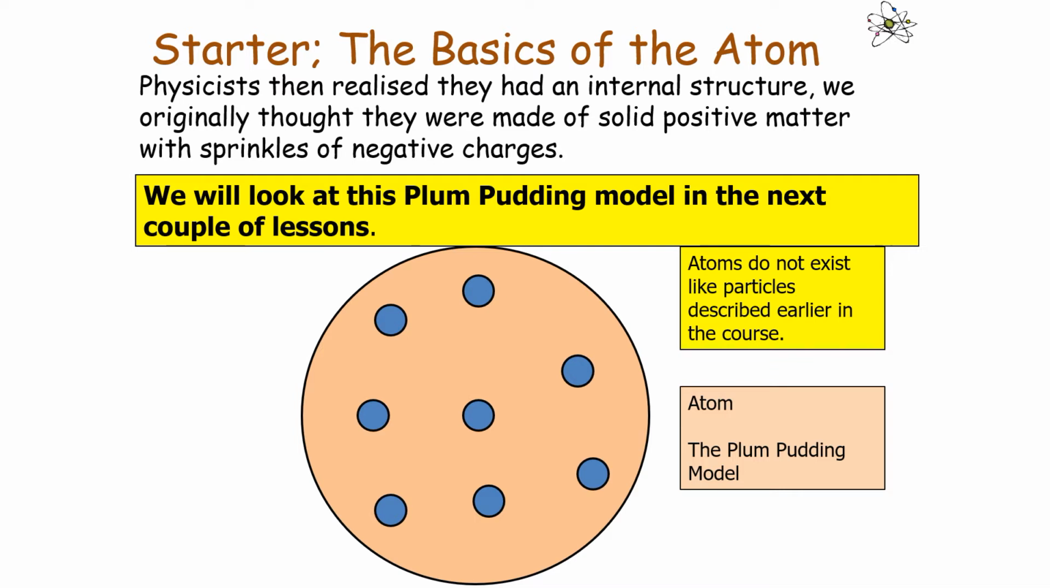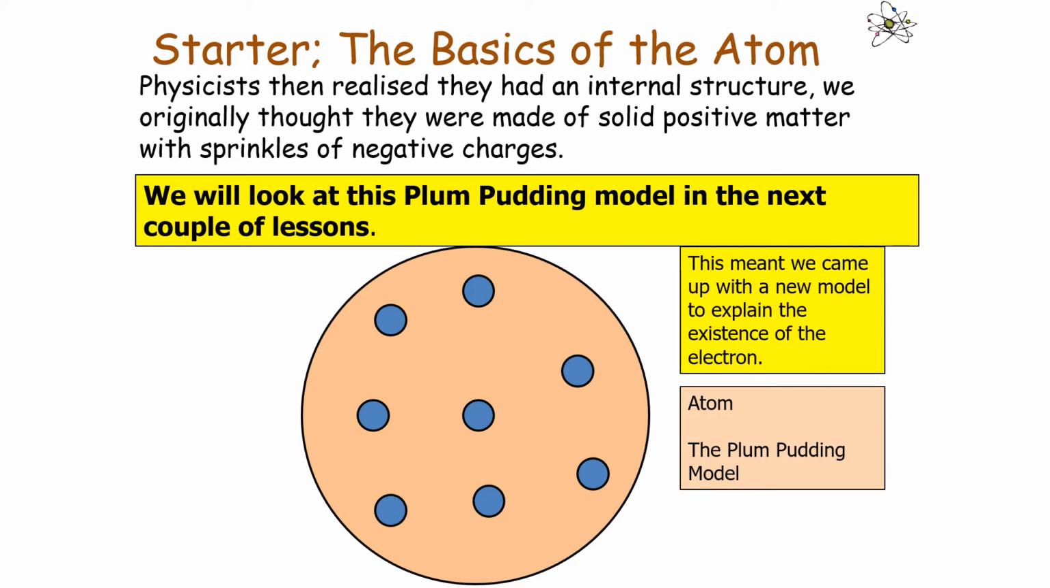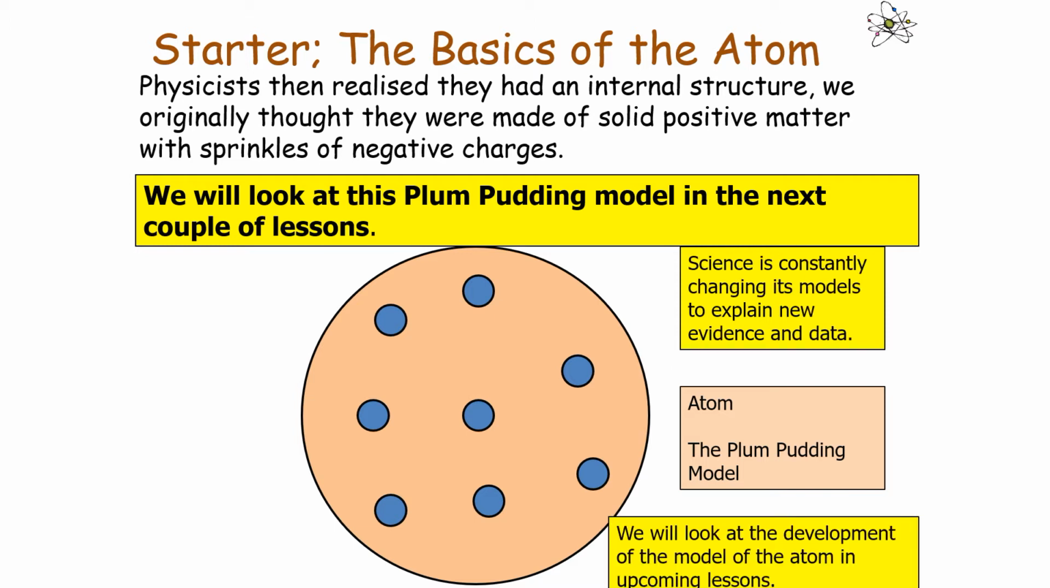So atoms do not exist like particles described early in the course in the particle model of matter topic. Now this meant we had to come up with a new model to explain the existence of the electron. So science is constantly changing its models to explain new evidence and data. Now we look at the development of the model of the atom in upcoming lessons.